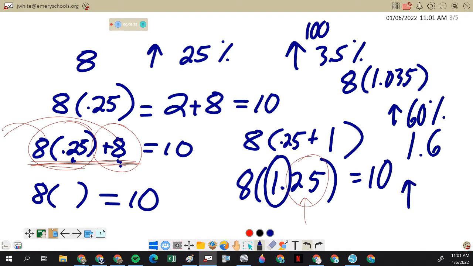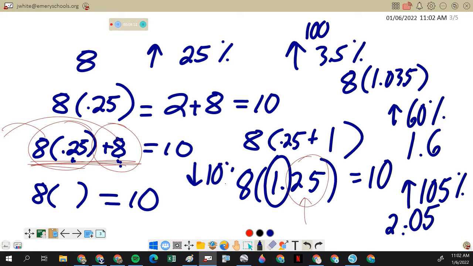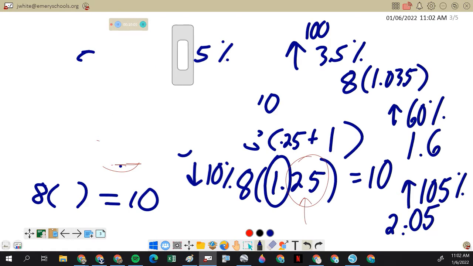How would I go up 105%? 2.05. Okay. What if I wanted to go down 10%? Ah, good. 90%. So it'd be 0.9. So to go down 10%, let's go through the calculation.